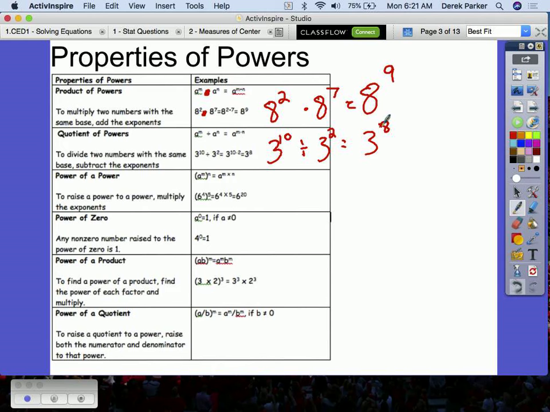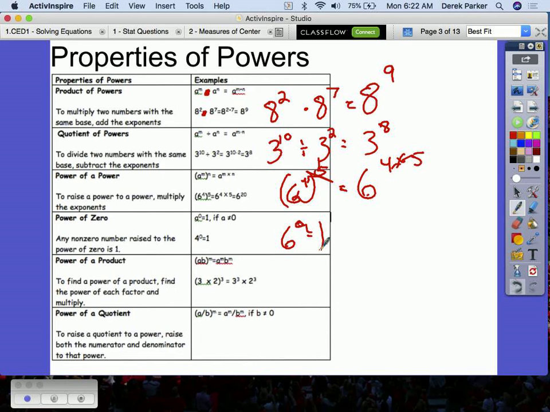Power of a power. To raise a power to a power, multiply the exponents. For example, 6 to the 4th power, with the 5th power on the outside. What that really is, is 6 to the 4 times 5. Power of 0. Any non-zero number raised to the power of 0 is always equivalent to 1. So I can go 6 to the power of 0, and that will be equivalent to 1.